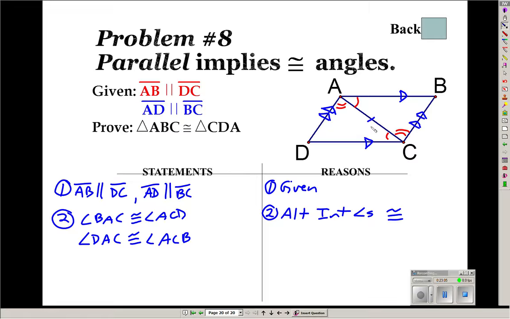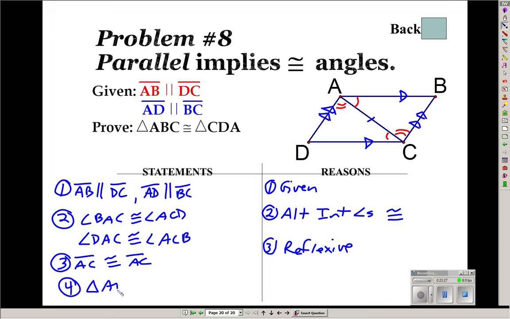You've got the shared side. Anytime there's a shared side, it's congruent to itself because of the reflexive property. Now I have two angles and the included side on each triangle, so the triangles are congruent. Triangle ABC is congruent to triangle CDA because of angle side angle.